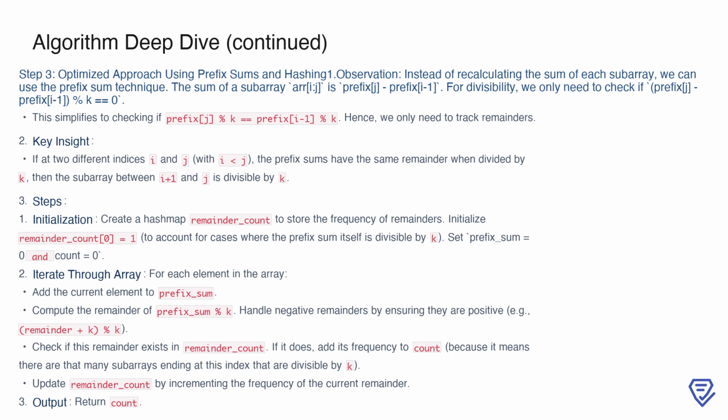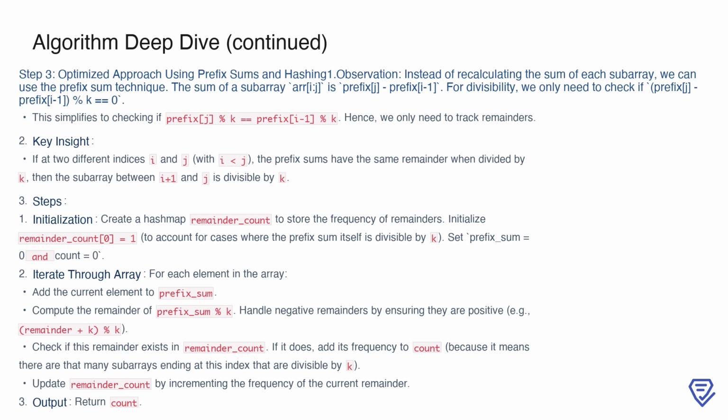This boils down to checking if two prefix sums have the same remainder when divided by k. Using this insight, we can track remainders efficiently with a hash map. We initialize the hash map to store the frequency of remainders, starting with a value of 1 for a remainder of 0 to account for cases where the prefix sum itself is divisible by k.